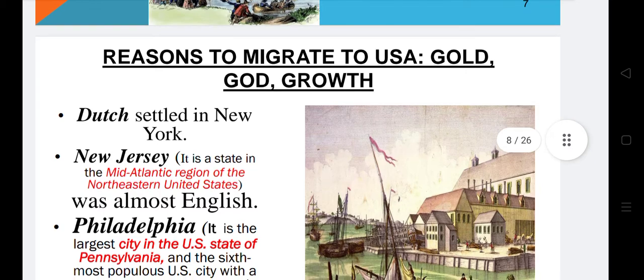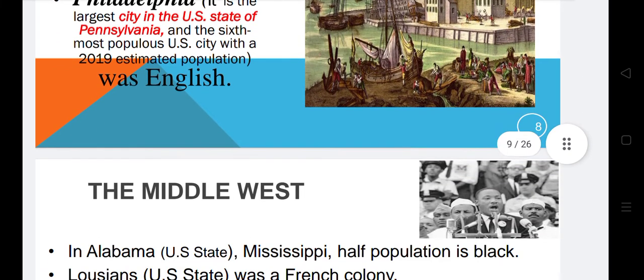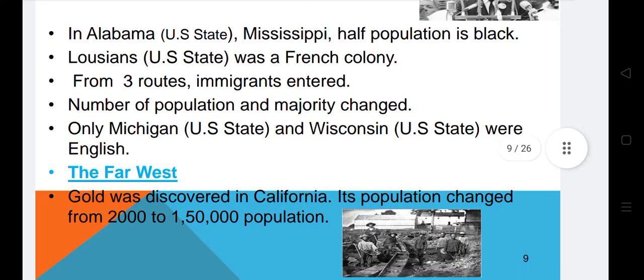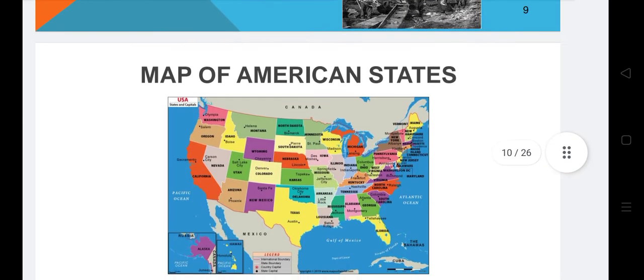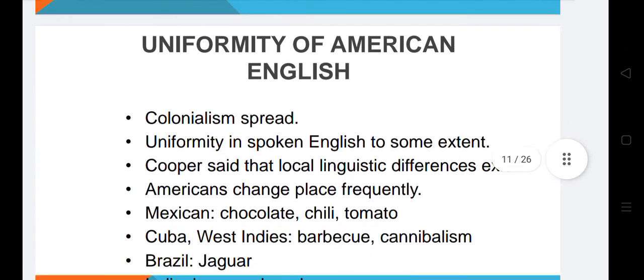And the reasons to migrate to USA are its resources, that are gold, mines, coal. So different people moved to USA, Dutch people and many more. So the Middle West we'll see. Gold was discovered in California. Its population grew from 2,000 to 150,000. And this is the map of American states.